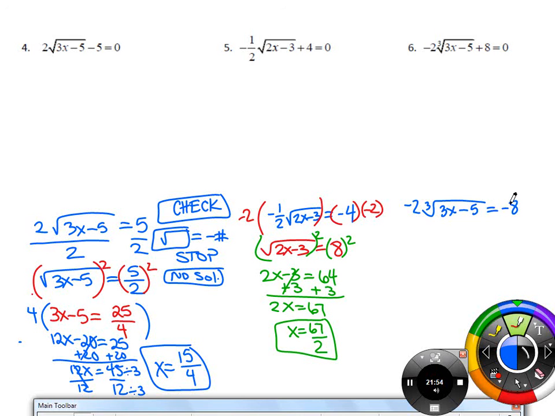Now, a little bit of information. If you get the cube root by itself and it's equal to a negative, is that okay? Yes. Okay, it's only not okay with even radicals like square root, fourth root, sixth root. They're never going to equal a negative. Okay? And then here I'm going to divide both sides by negative 2 to get the radical completely alone.